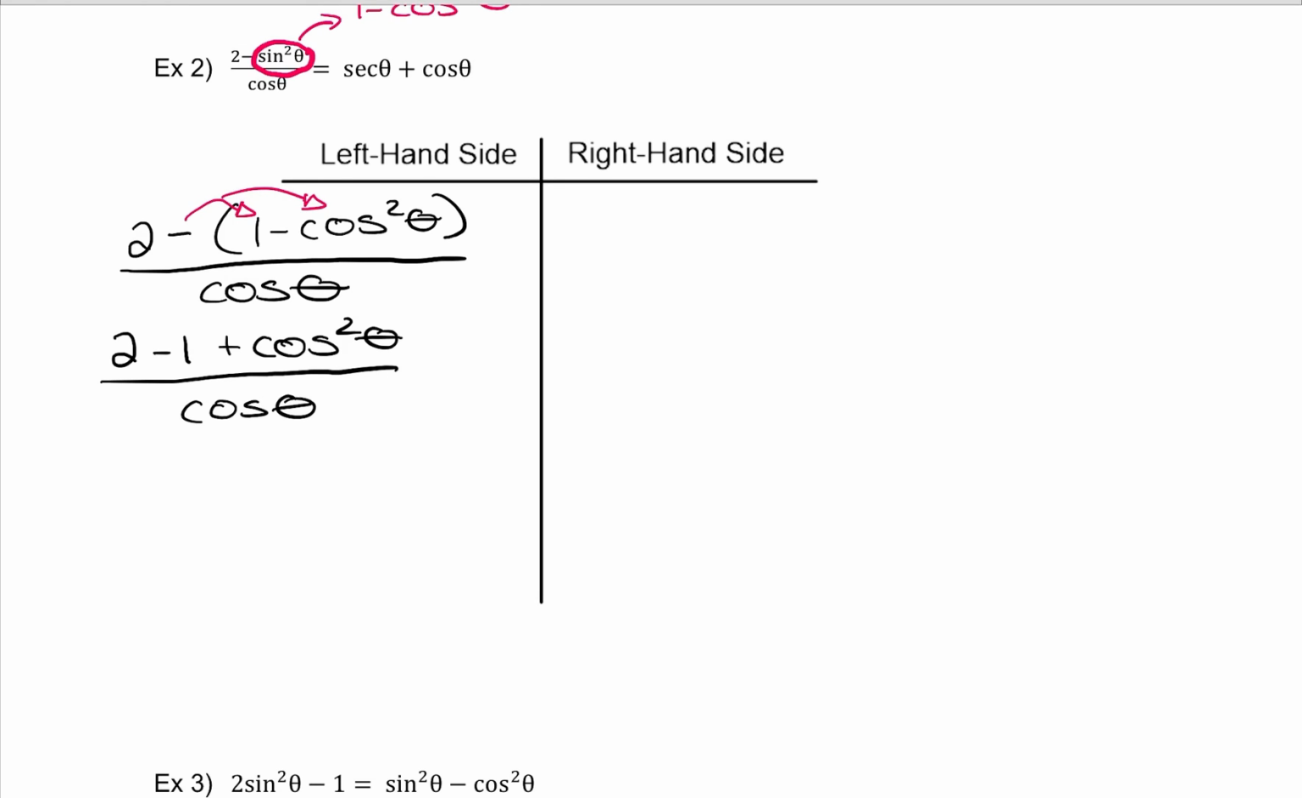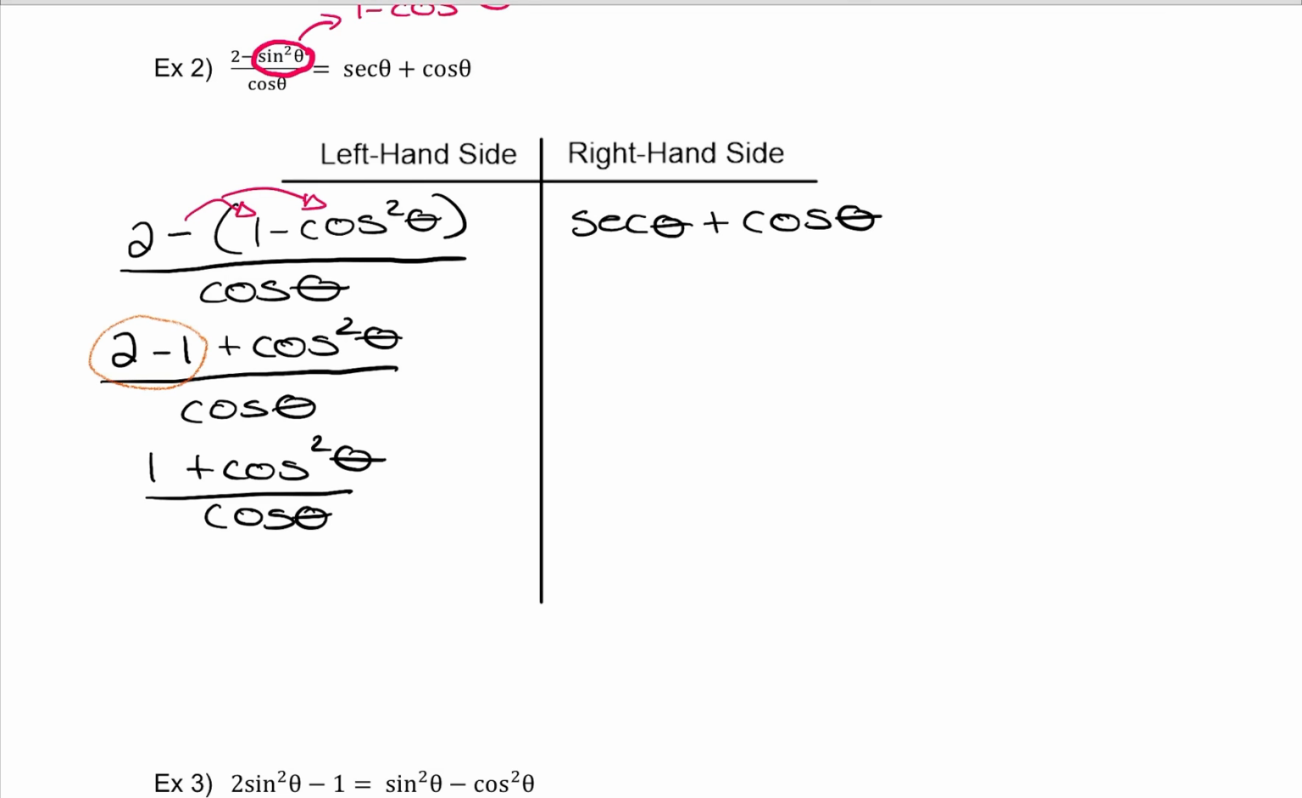Now I can just simplify the top because I can combine the 2 minus 1, and this is going to give me 1 plus cos squared theta all over cos theta. So you can keep working with this side if you want, or you can say, okay, well, I feel like I've gotten this all in terms of cos. Maybe I can go to the right-hand side, and if I work with that, maybe I can get that all in terms of cos. So let's go to the right-hand side.